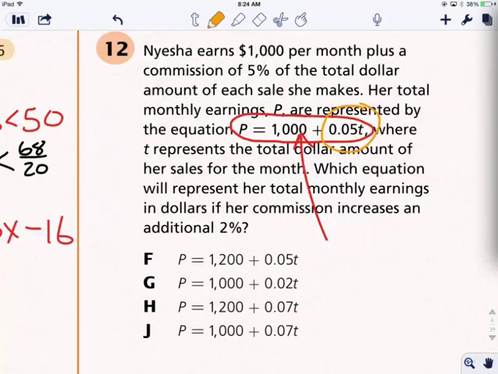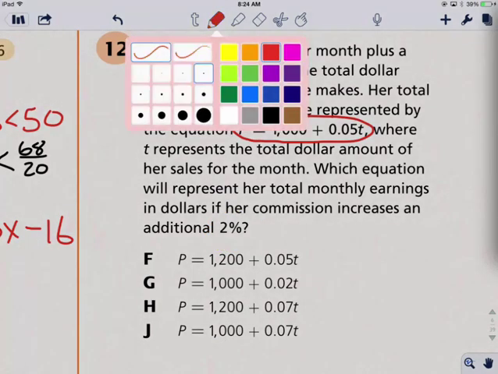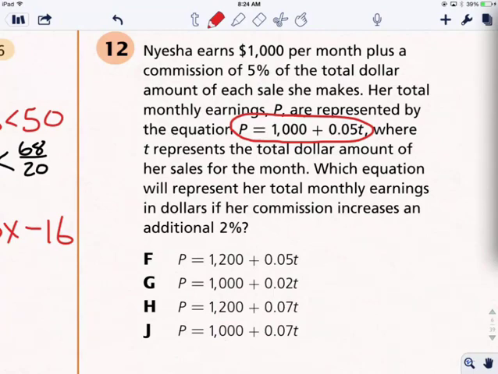And this is the commission. It's an extra amount that she earns on top of the $1,000 based on the amount of sales that she makes. So we are asked if her commission increases by 2%, what will be the new function representing this situation? Well, the answer to this will be J.